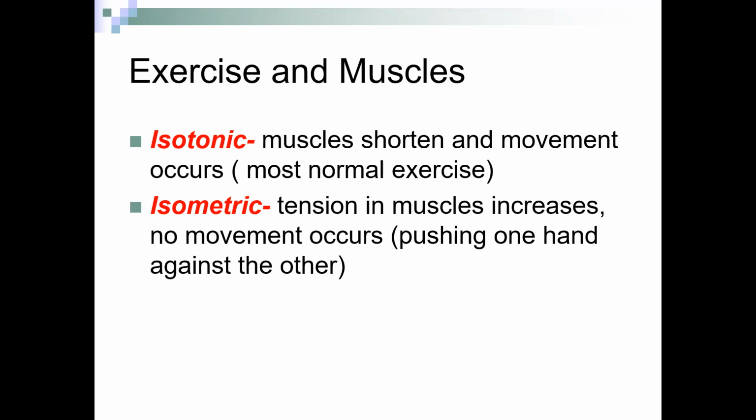Isotonic exercises are very good for building muscle strength. They're also good at building stamina in the muscle. Now you have isometric exercises. In these exercises, the muscle develops tension. So the muscle gets harder, but the muscle does not shorten and there is no movement.